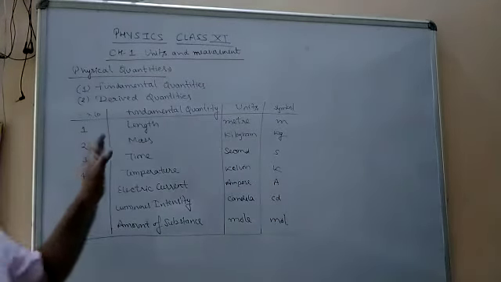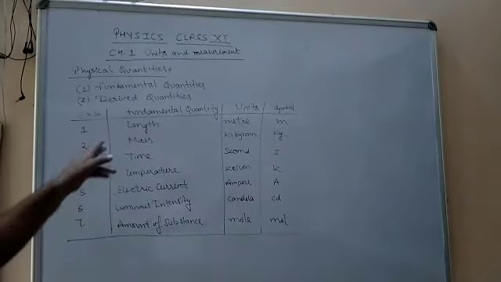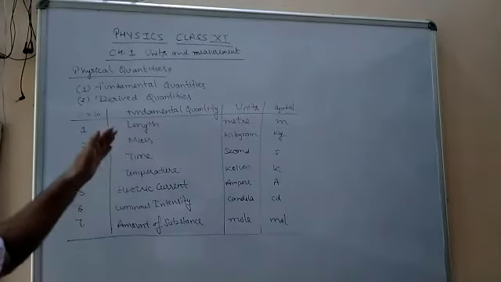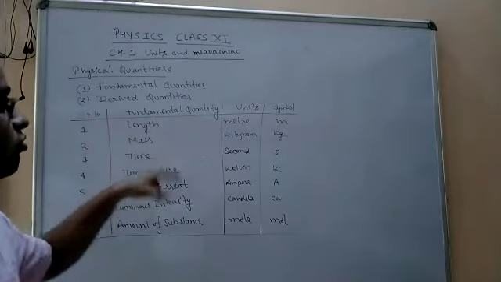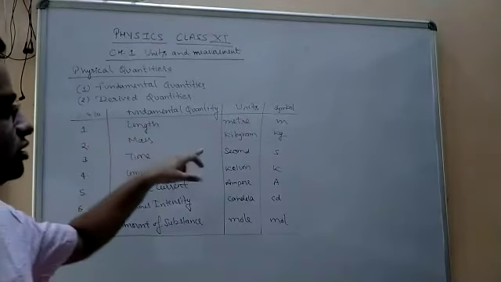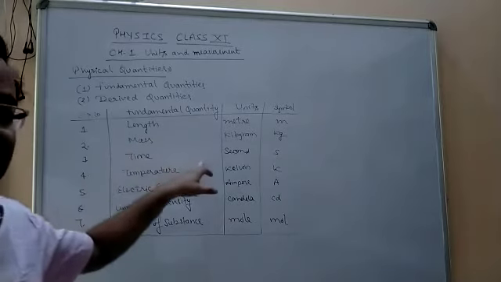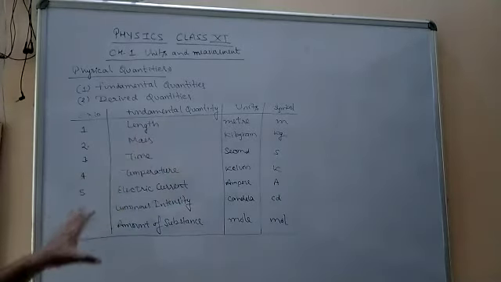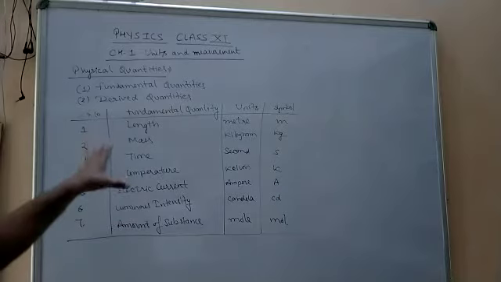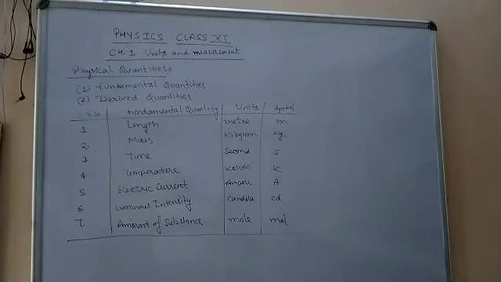Fundamental quantities are those quantities which are not expressed in terms of each other. These are basic quantities. Length measured in meter, it is not possible to measure length in second. Mass measured in kilogram. Time measured in second. These all are known as basic quantities. So these are known as fundamental quantities, basic quantities.